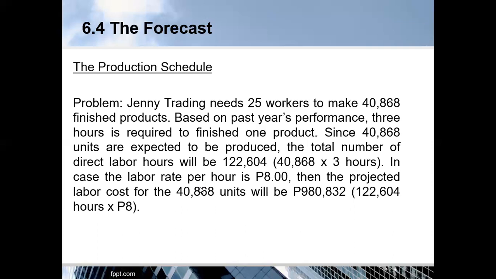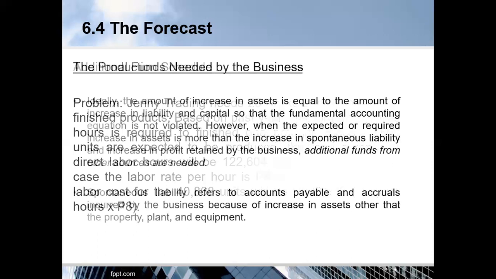And then, sa 980 na yan, para malaman natin kung magkano yung sinusweldo ng kada worker, a total of 980 divided by 25. Okay? Pero syempre, yung 122,000 na 'to, i-divide natin din siya sa 25 workers. So yun yung sinasweldo nila.